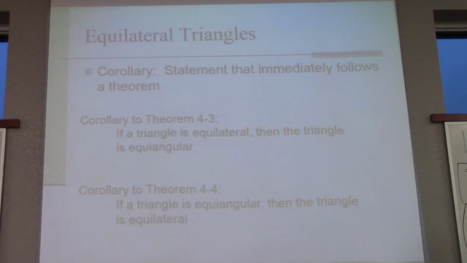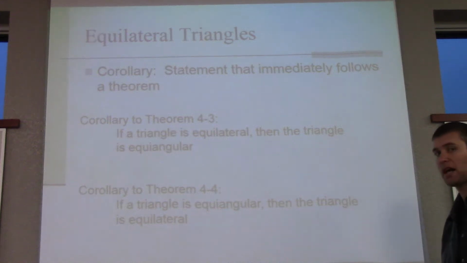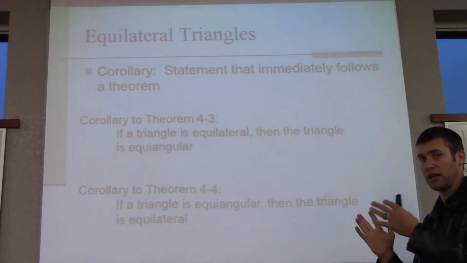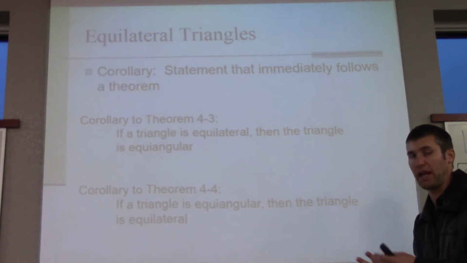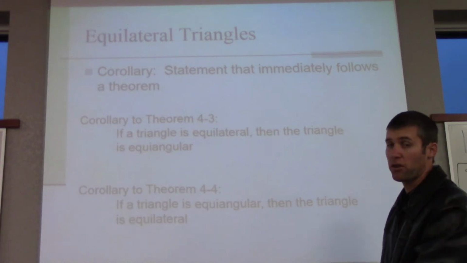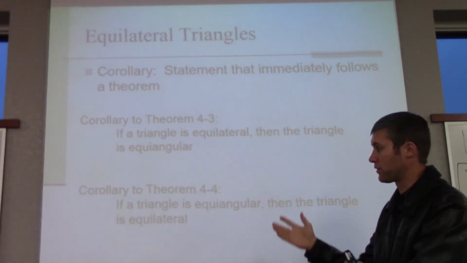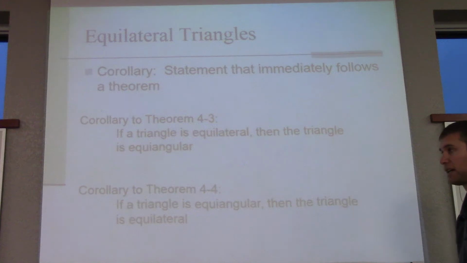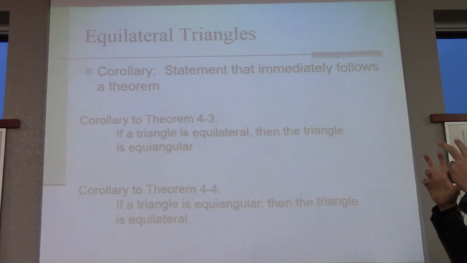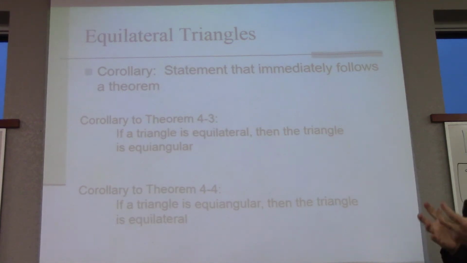Last two theorems to go through. If a triangle is equilateral, so all the sides are equal, then all the angles will be equal. If all the angles are equal, all the sides are equal. Those are two corollaries. So if we have equal sides, we have equal angles, or if we have equal angles, then our sides are equal.